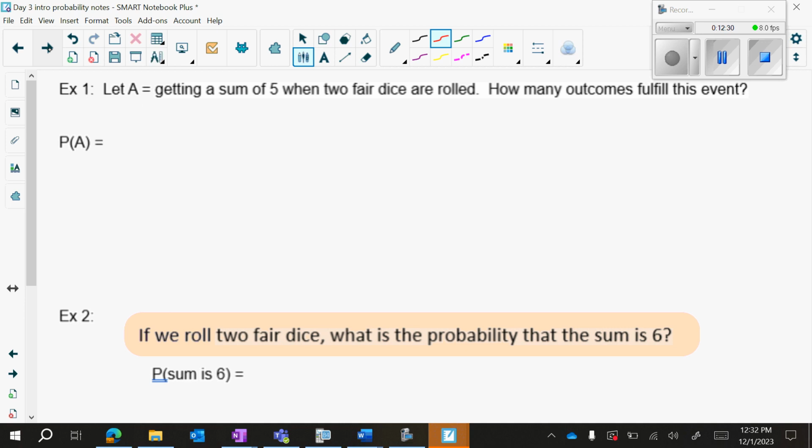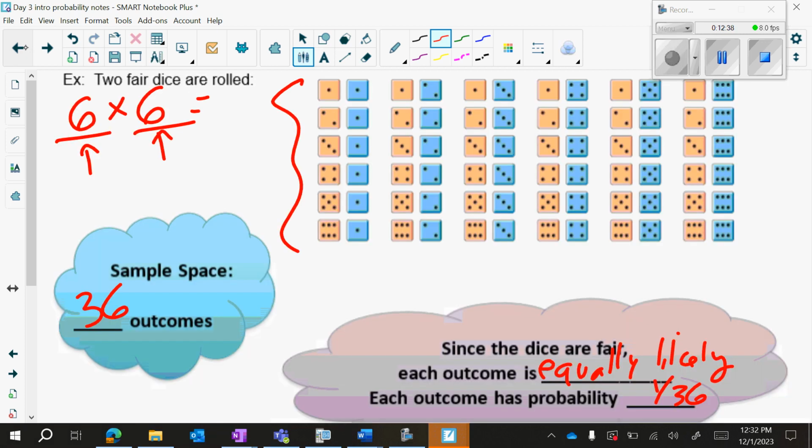So let's say we wanted to get a sum of a 5. How many outcomes could we get a sum of a 5? So look here, and can you think about how many you can get a sum of a 5? Think about it and write it down. So I'm hoping that you saw that there were 4 ways that you could get a sum of a 5. 4 and 1, 3 and 2, 2 and 3, and 1 and 4.